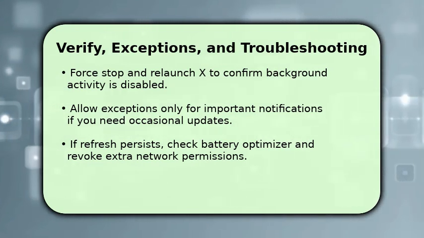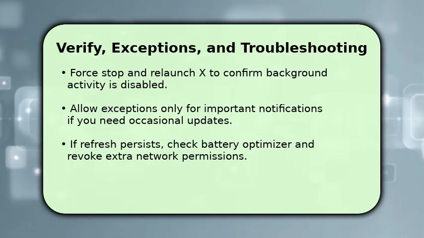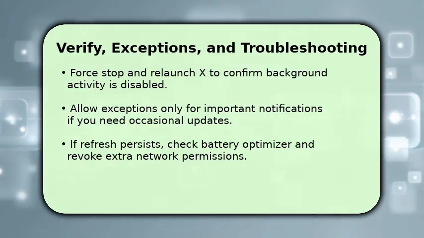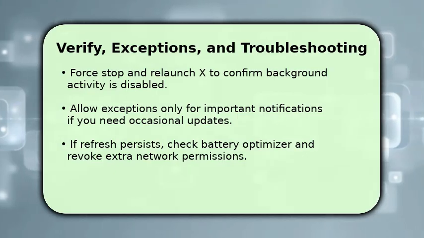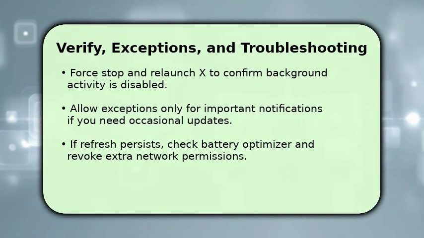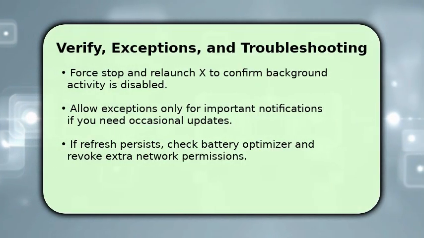Some devices use battery optimizers that re-enable background services. Check battery settings to prevent that behavior. If automatic refresh persists, revoke extra network permissions and clear app cache before testing again. After these steps, the app should no longer refresh.